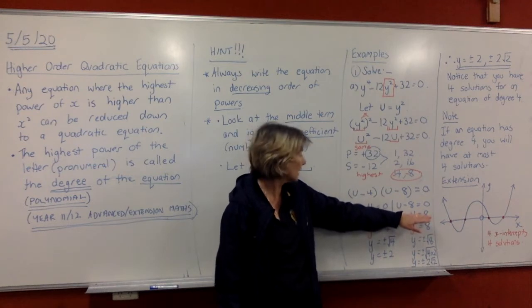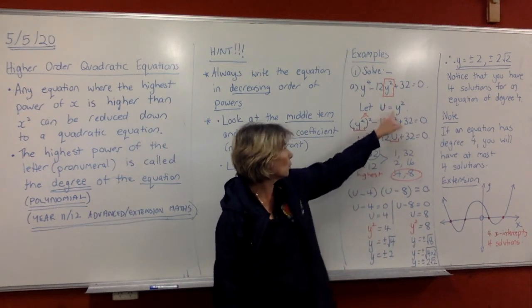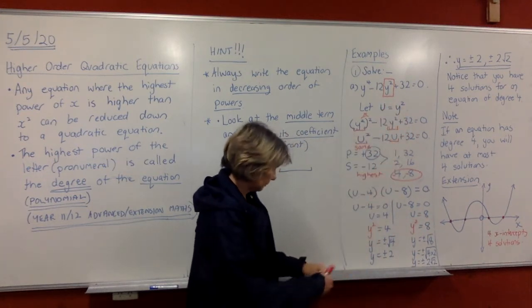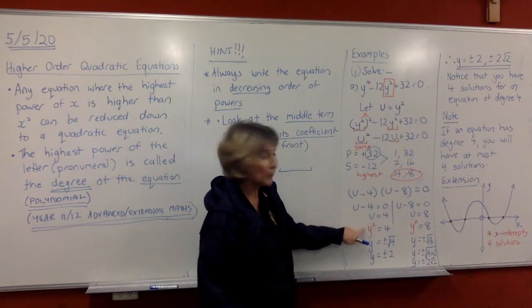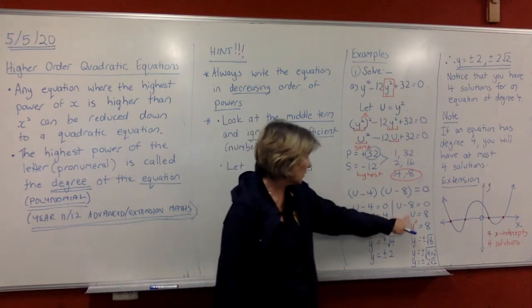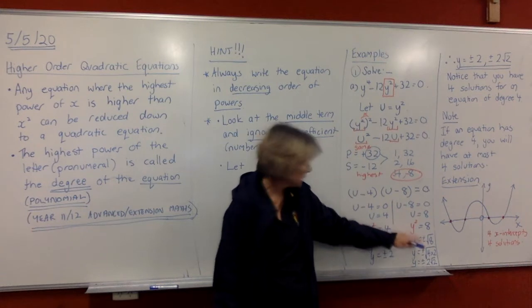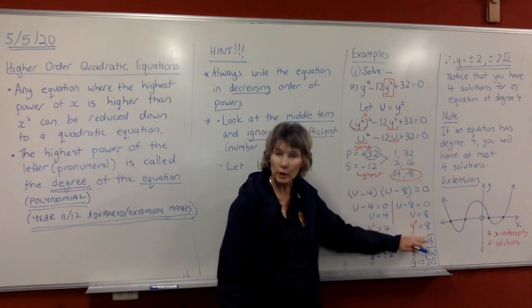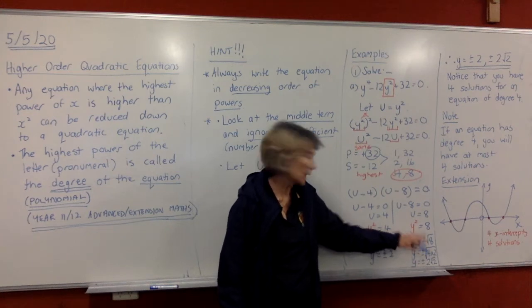So we're going to get the u and put the y squared back in for u. Right, so instead of u, we're going to write y squared. So now we have two more little equations to solve. Y squared equals 4 and y squared equals 8.